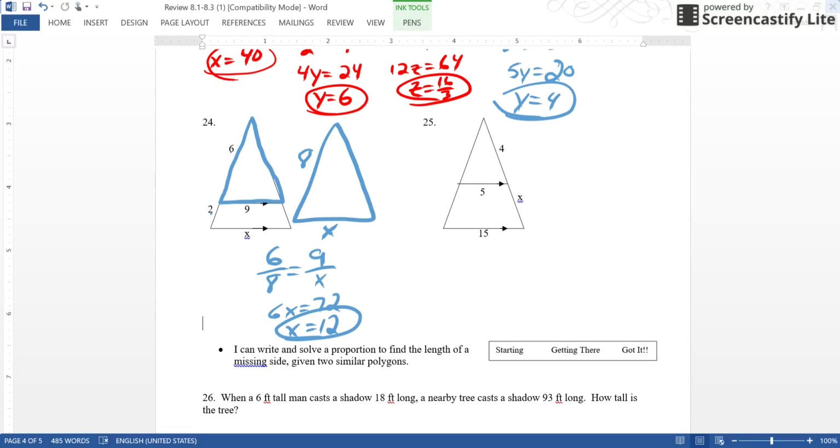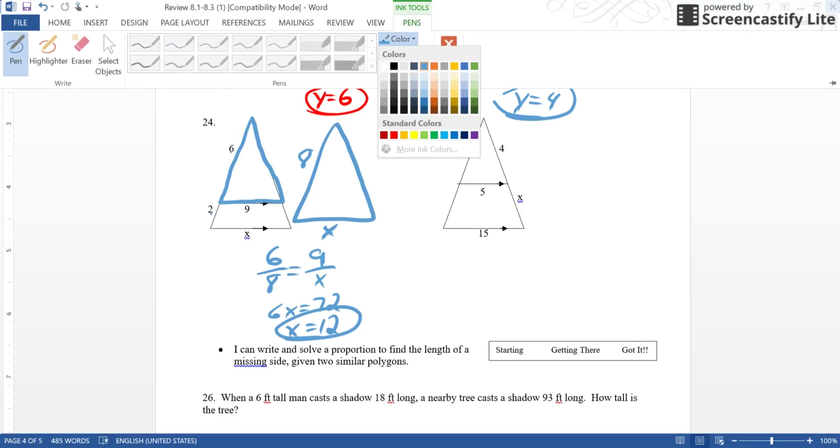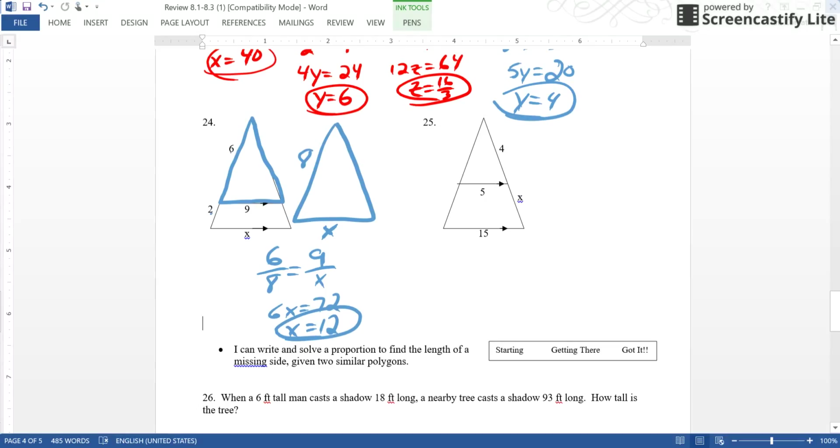Let's change colors here. Let's try a little orange. So I'm going to look at this triangle right here compared to the big triangle. Well, the bottom is 15 on the big one. This whole side right here is going to be 4 plus x. So x plus 4. Okay.